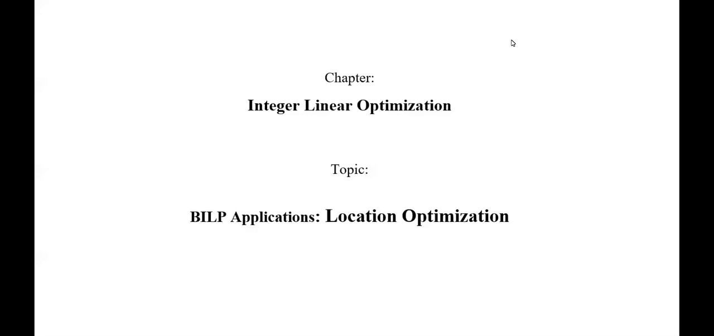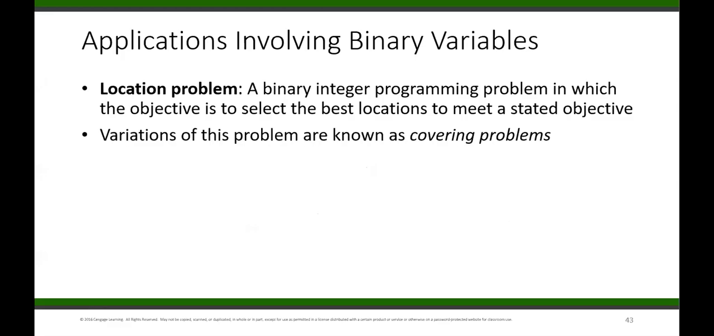In this video, we're going to talk about another business application that is involved with binary decision variables, location optimization. Location optimization problems are usually formulated as pure binary integer programming problems, where the objective is to find the best set of locations out of a list of alternative locations, in order to meet a certain objective function.